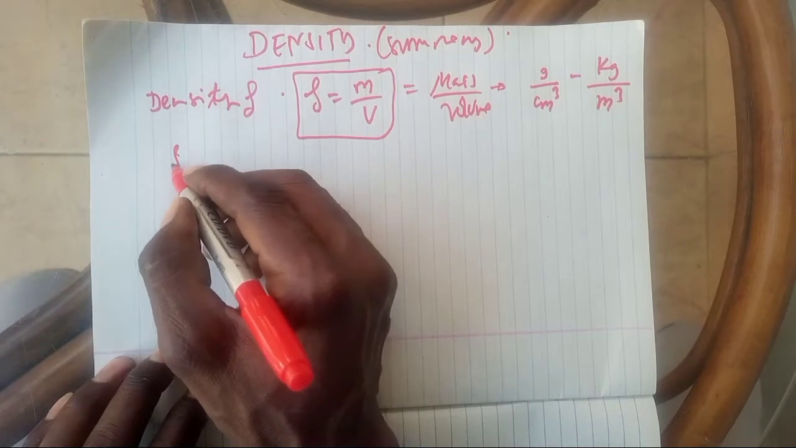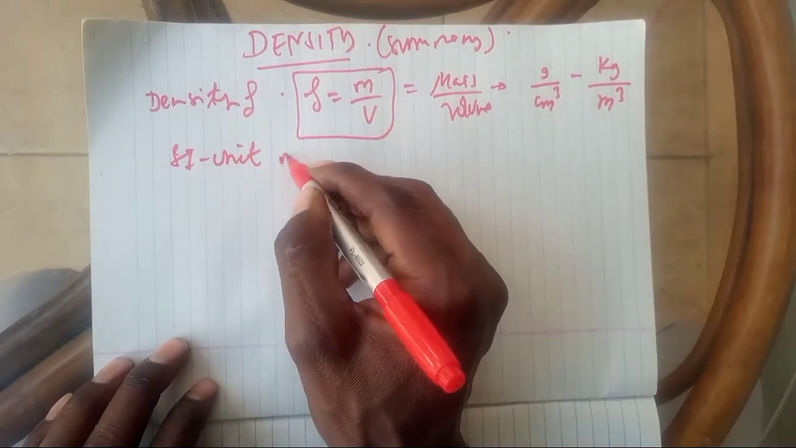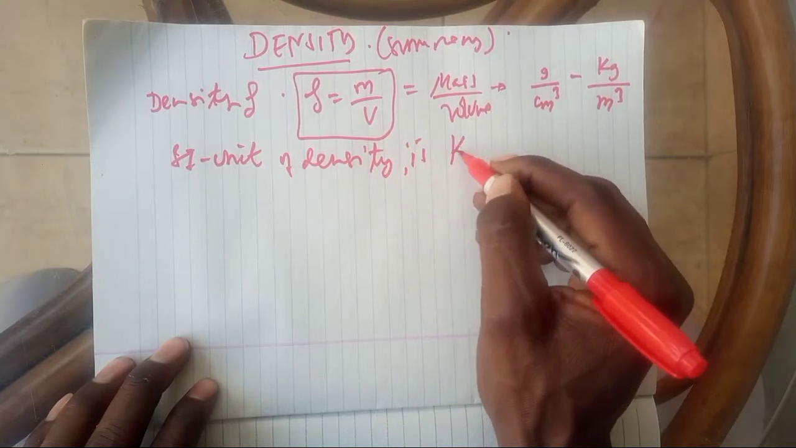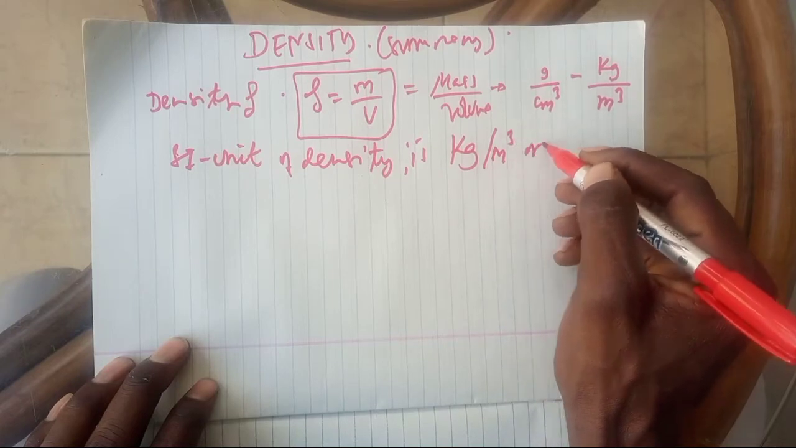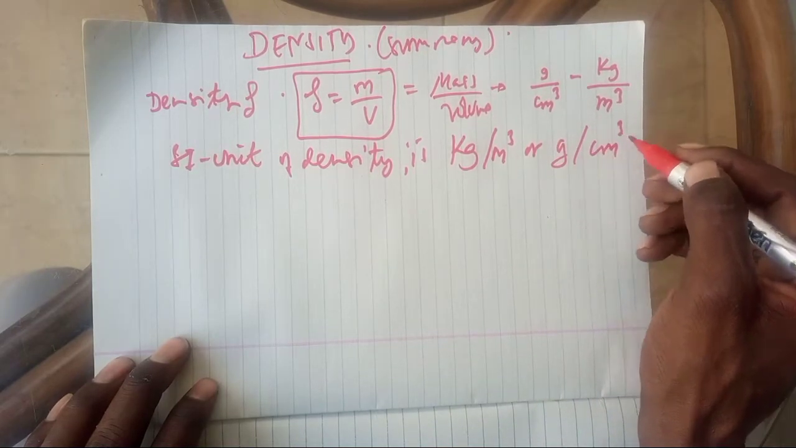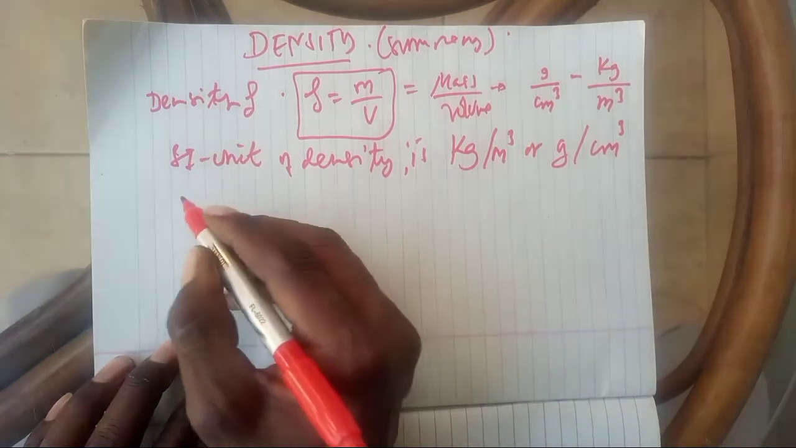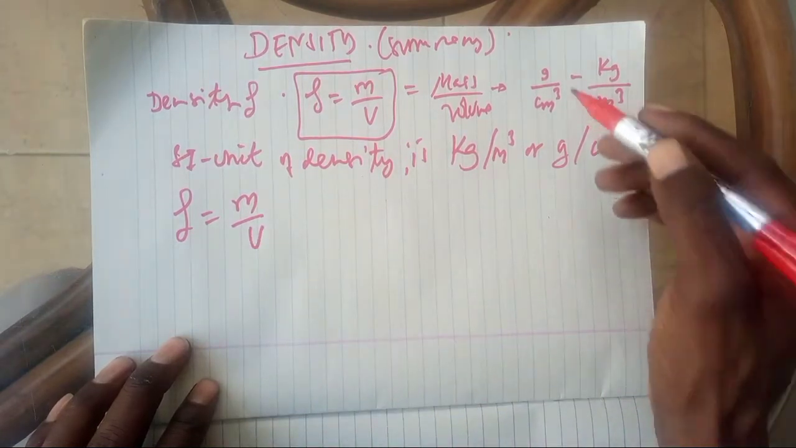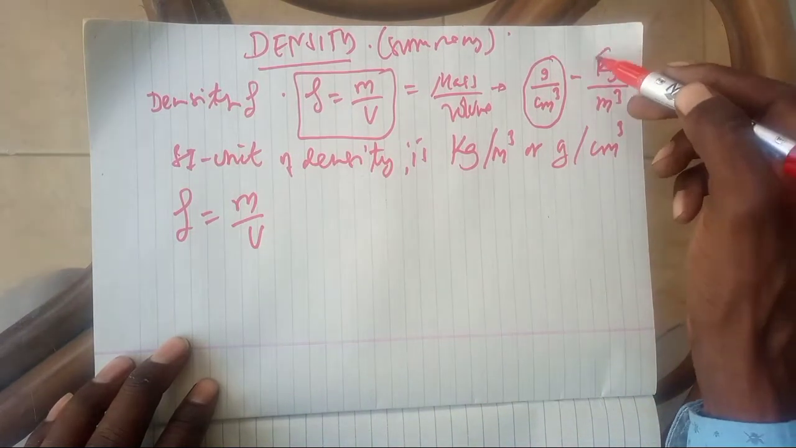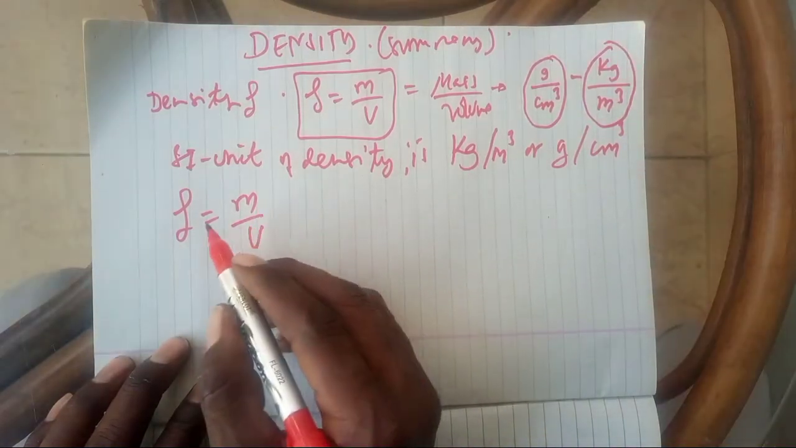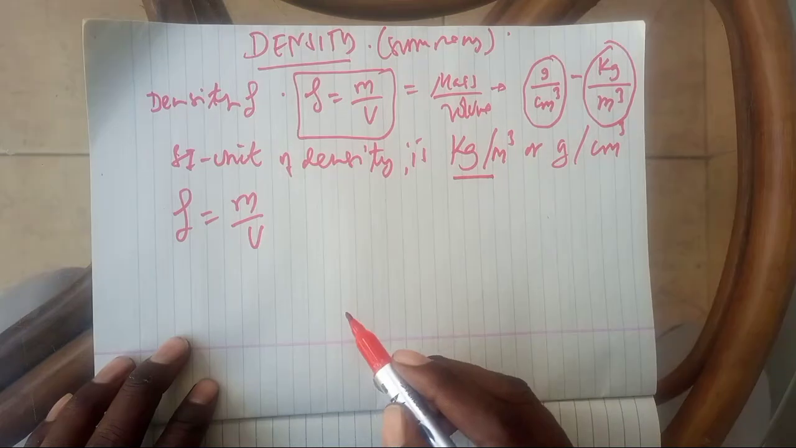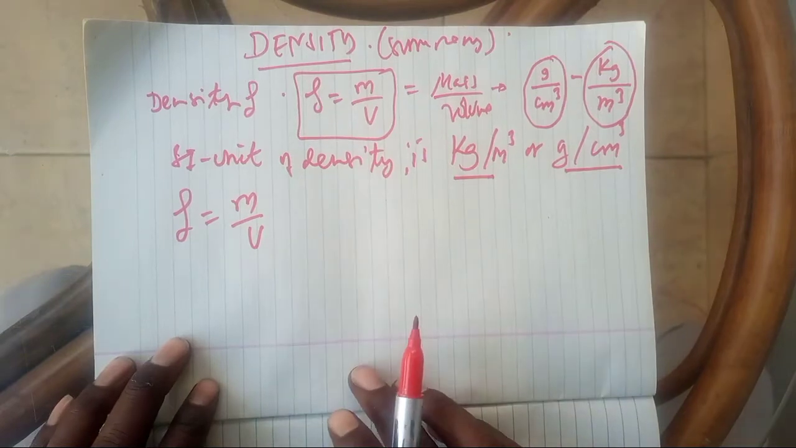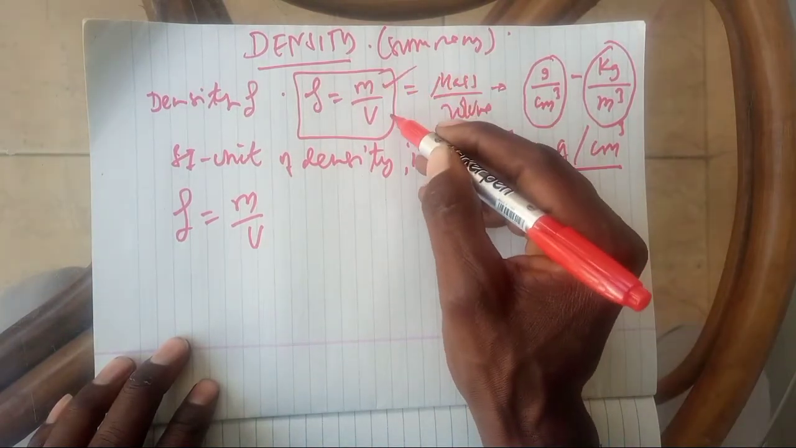And therefore, the SI unit of density is kilogram per meter cubed or gram per centimeter cubed. This is how we can talk about it. Now, density can be calculated by using this: density is equal to mass over volume. This mass may be given in terms of gram or kilogram. That is why we say the SI unit of density is kilogram per meter cubed or gram per centimeter cubed. Kwa maana hiyo unapokuwa unatafutia density, lazima ujue kwamba lazima uwe na uzito, lazima uwe na volume.